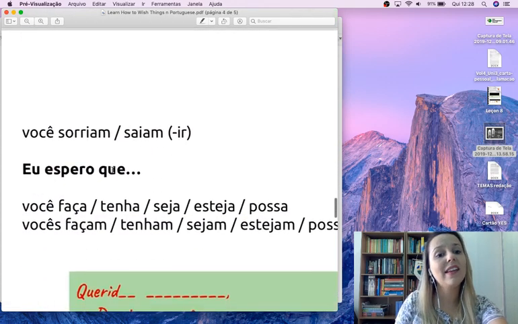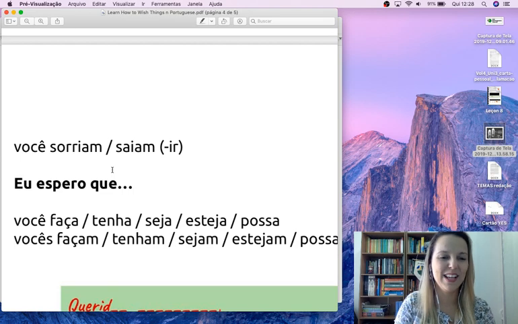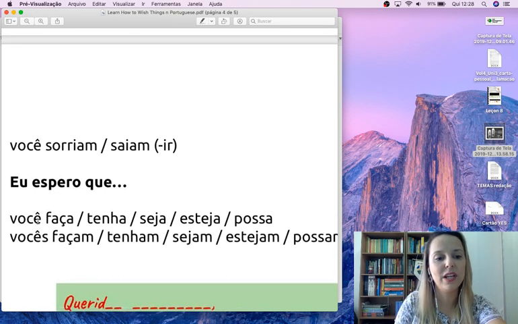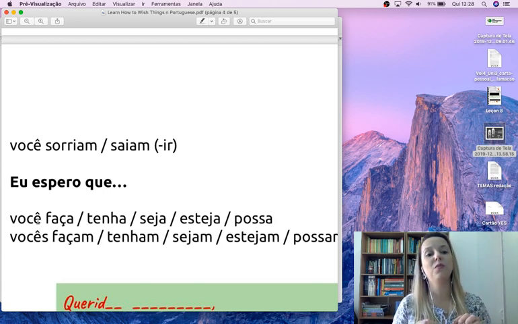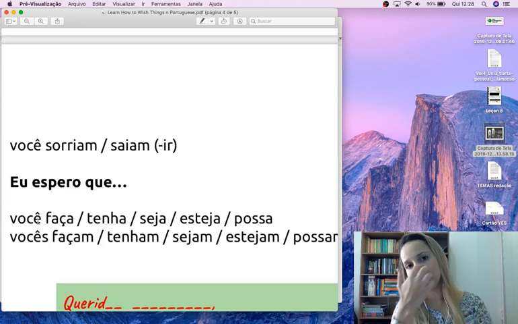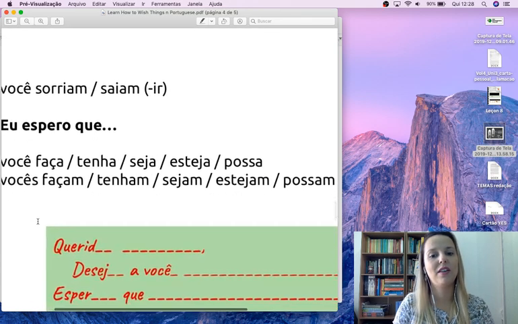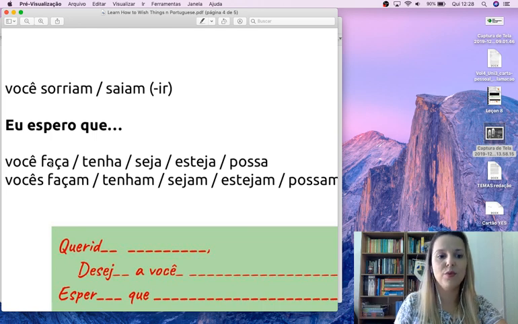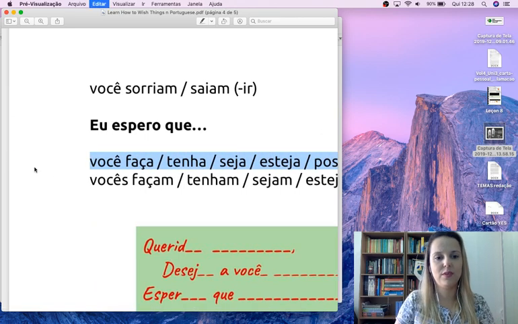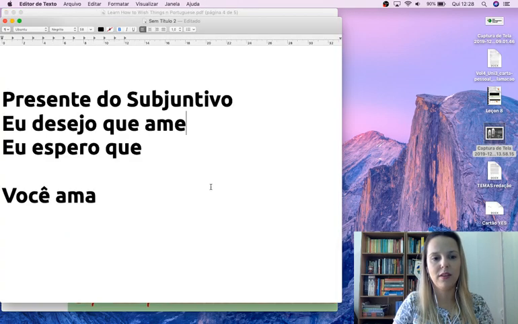And guys, of course, we have the irregular verbs. Don't be so upset about it, but I'm just putting here some of the irregular verbs so you can pay attention, because the form they will assume in the subjunctive present will be a little bit different from the infinitive version of these verbs. So, for example, here I just put them. Eu espero, for example, que você faça, tenha, seja, esteja, possa. Okay? So, for example, which verbs are these? Let me see if you can figure out. Faça. Let me put this in our whiteboard. I think it will be better.